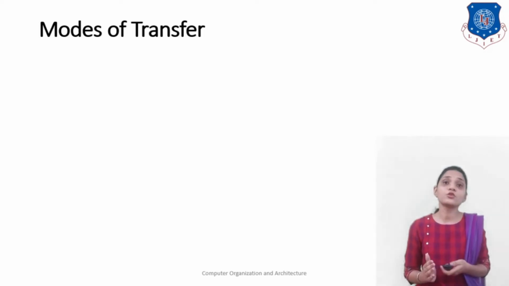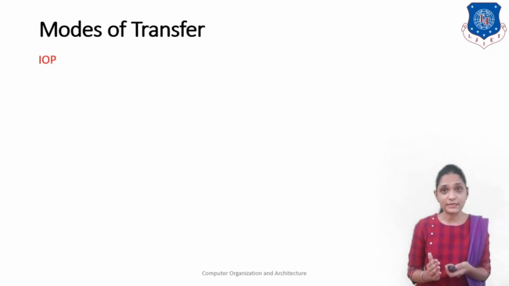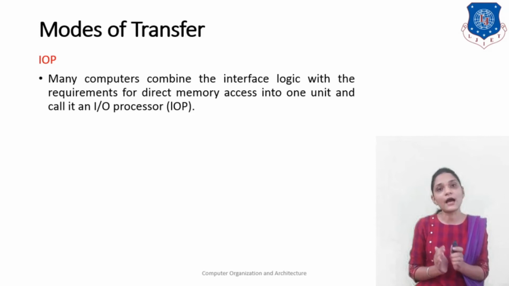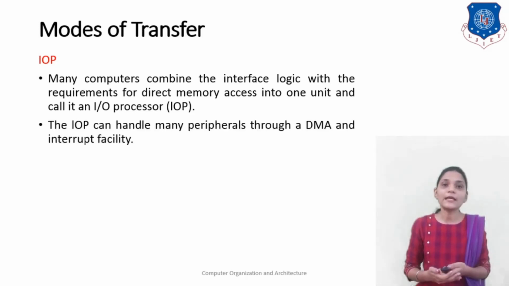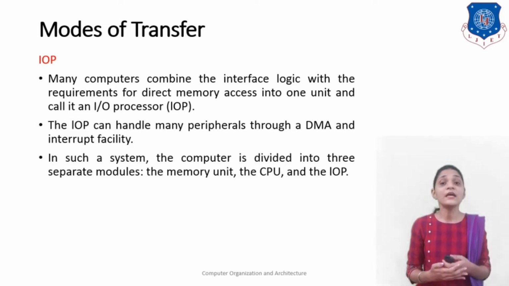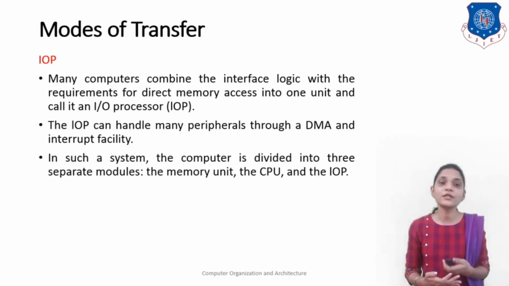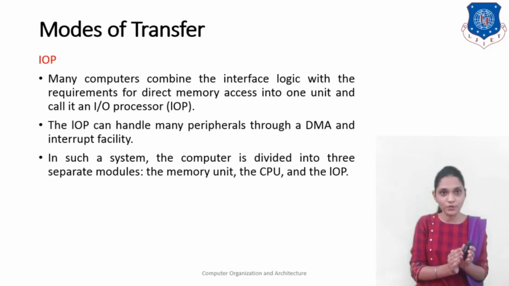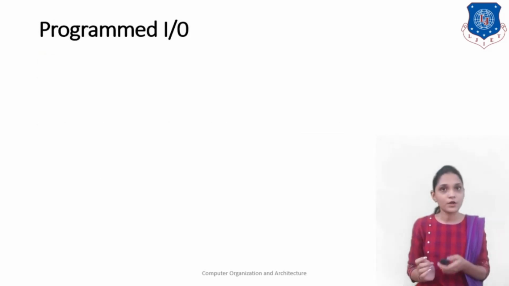Besides that, we can also use an I/O processor, that is known as an input-output processor. Many computers combine the interface logic with the requirement of the direct memory access into one unit, and that is known as an IOP. The IOP can handle many peripherals through the DMA and the interrupt facility. In such a system, a computer is divided into three separate modules, that are the memory unit, CPU unit, and the IOP unit. So you can use this IOP.